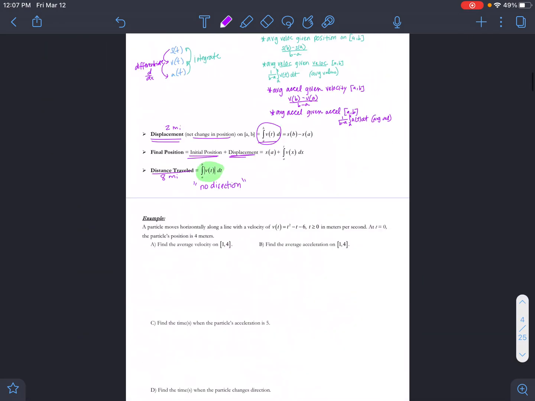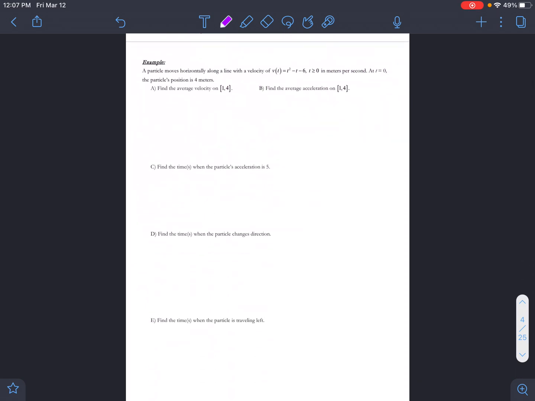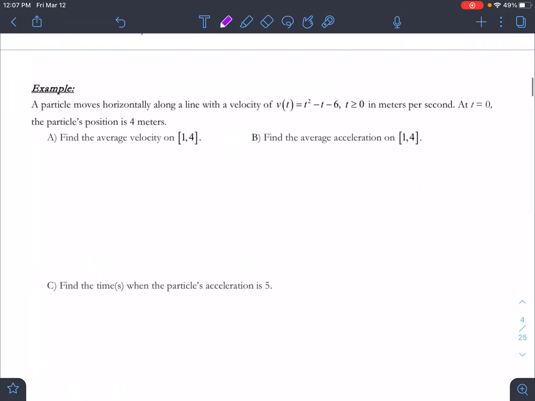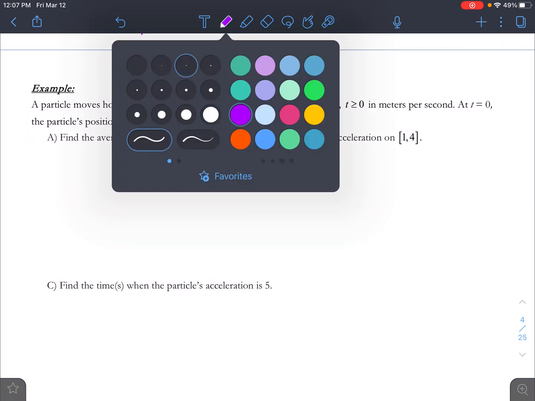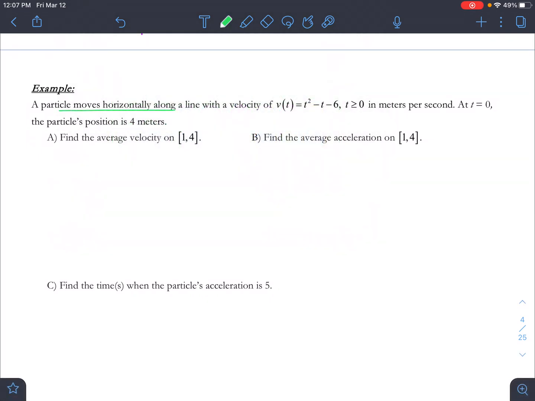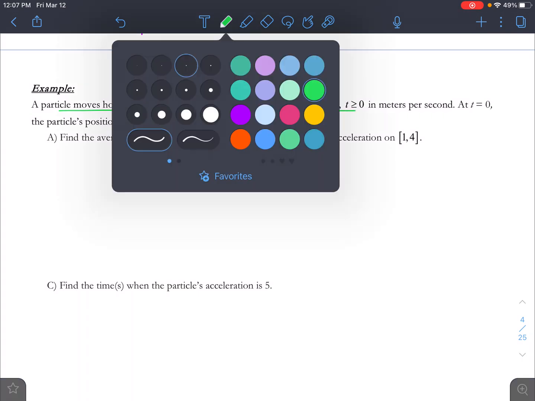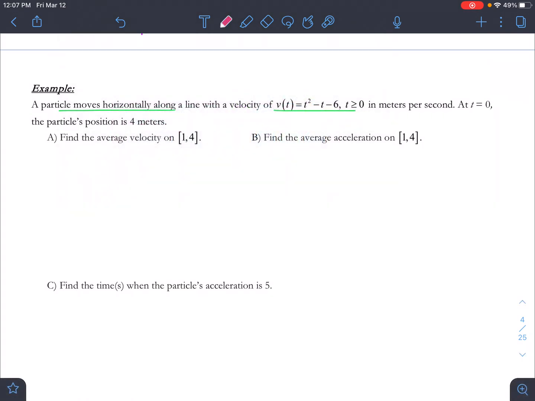Okay, so let's try out, we're just going to try A through E here. I'm not going to actually calculate the first two, but let's just talk about what we have to finish up the video. So a particle moves horizontally, velocity is this. Okay, so we only have the velocity function so far, and we're given this original position. Find the average velocity given velocity.